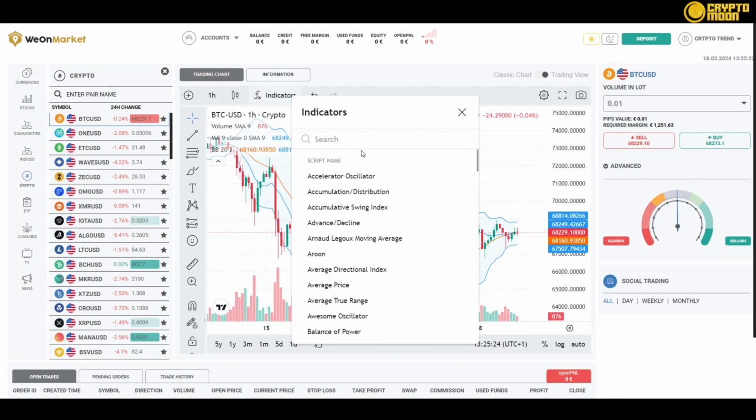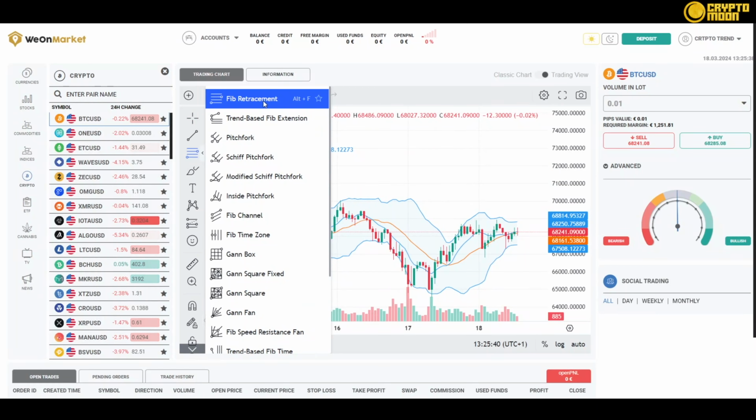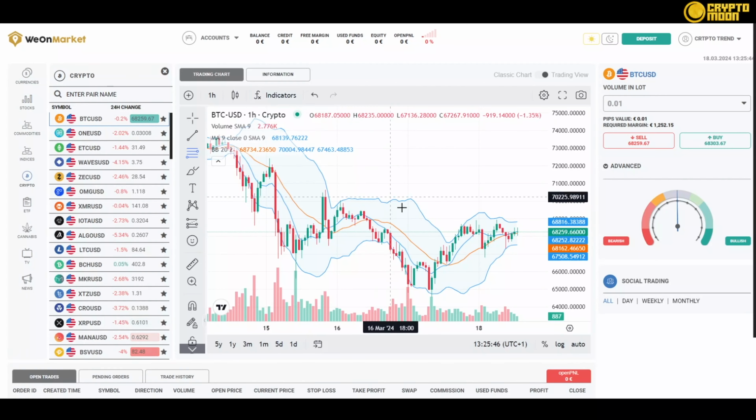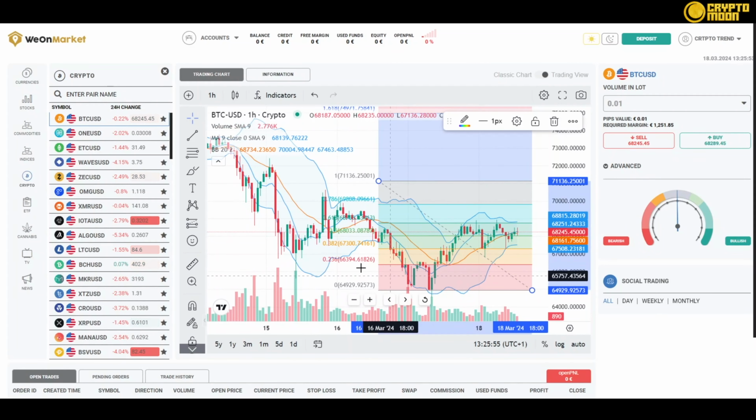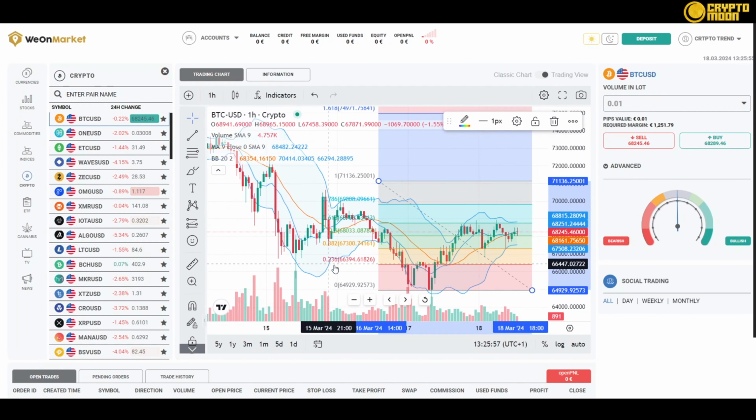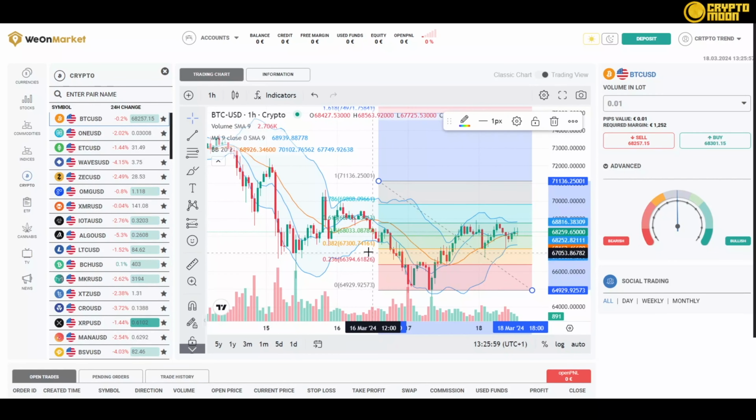And if you go to the indicators, it's Fibonacci retracement, and if you press Alt plus F, it will automatically show on the chart. But as you can see here, these are the Fibonacci retracement levels, and here it's with percentages 0, 0.236, 0.382, and going until it reaches 1.